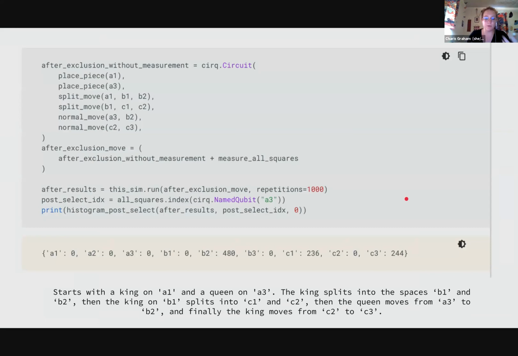So this right here is some code from the Concepts that goes through those moves. And as you can see down here, it prints out this lovely histogram of the number of times it appeared those spaces being occupied. So you can see that it sort of shows that you have the final state, a queen on b2 and then a king half on c1 and c3, but it's not exactly the most intuitive of demonstrations.